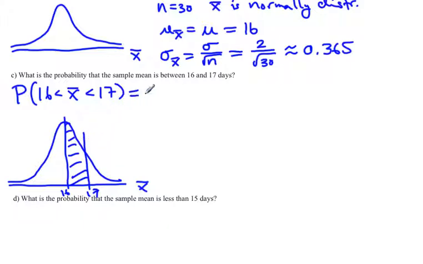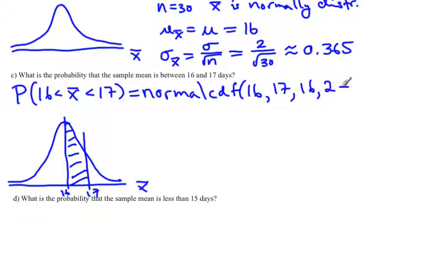Now we can use any technology to find this. If you're using the TI-83 or 84, then you would use normal CDF. Our lower limit where the shading starts is 16. Our upper limit where the shading ends is 17. Our mean is 16. And our standard deviation is either the 0.365 or, to have less rounding error, you can actually type in 2 divided by the square root of 30. So we'll go ahead and do this calculation on our calculator.